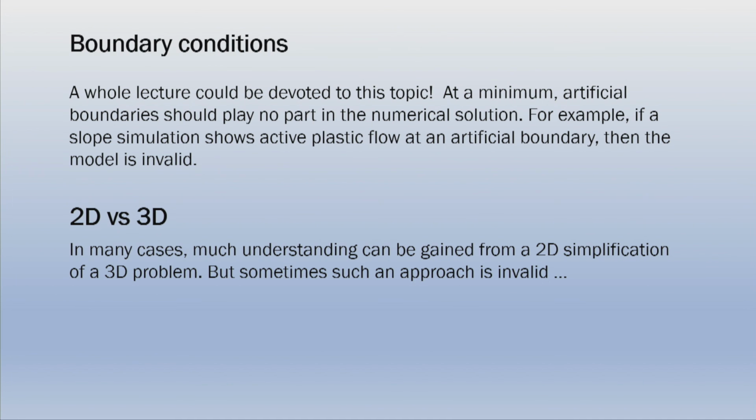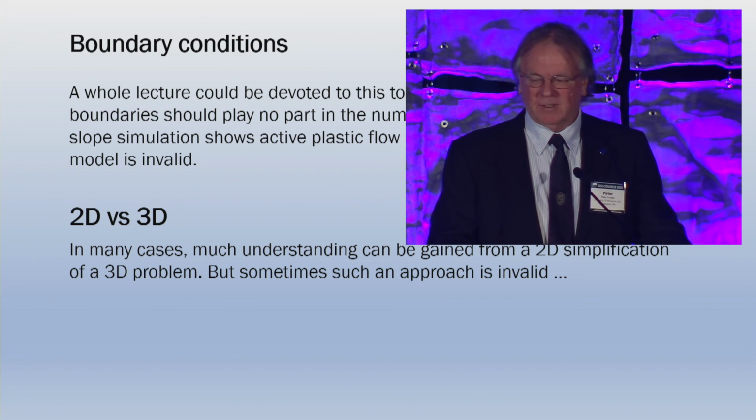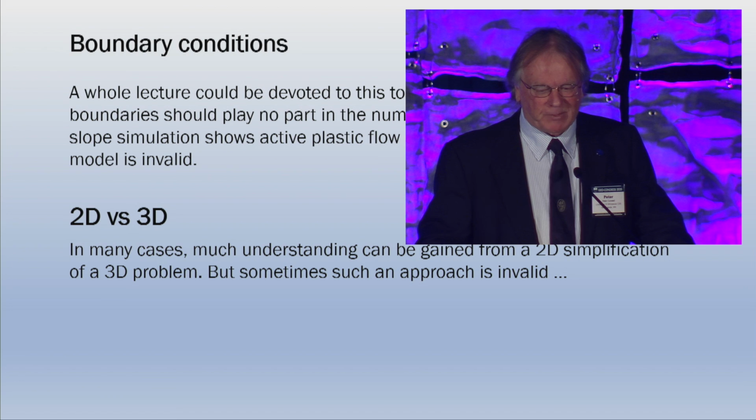Boundary conditions, it may seem stupidly simple, but they're actually quite important. I went to a lecture several years ago by a really famous professor. If I mentioned his name, you'd know who it was. But I'm not going to do that. And he showed a simulation of a slope stability with plasticity, and there was active plastic flow at the artificial boundary. So it's invalid. So I did raise my hand and said, what's your problem, mate?